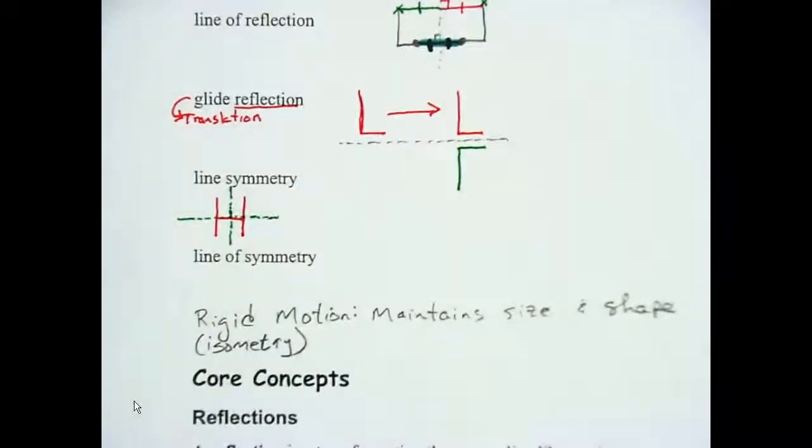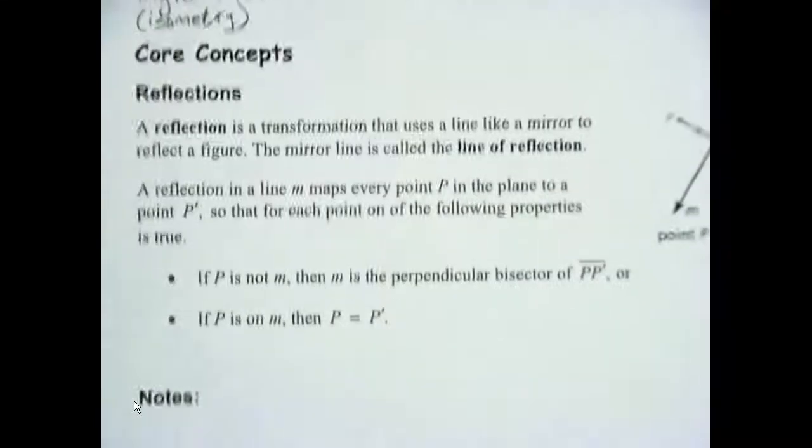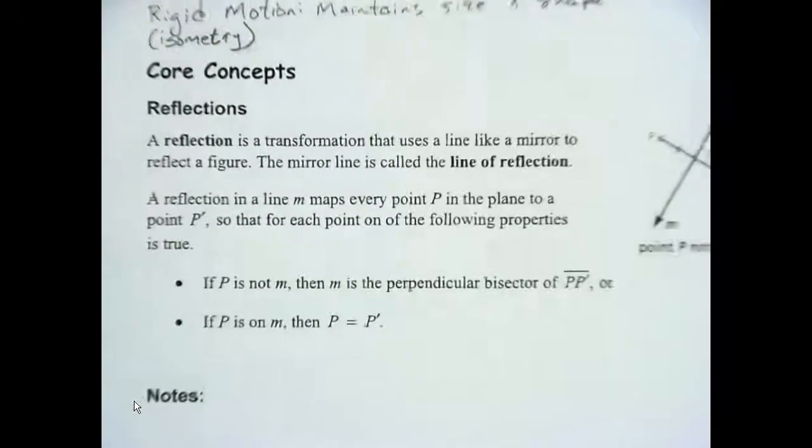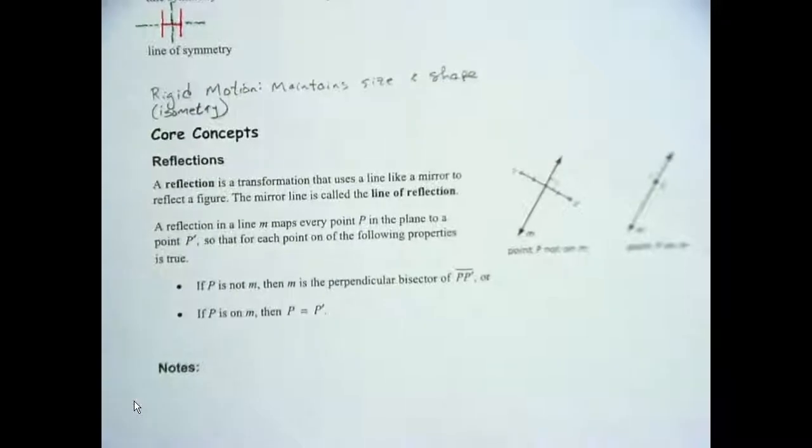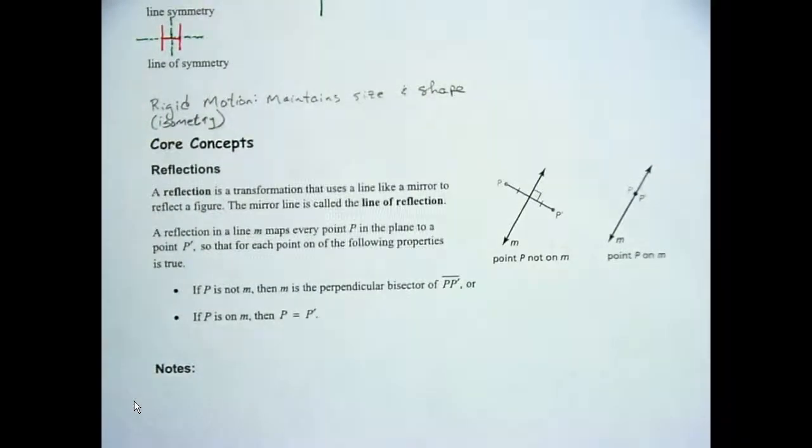Hold on, what did you say? N? Nope, N doesn't. Wait, is this line symmetry or line of symmetry? Lowercase n, no. It got a tail in. All right.